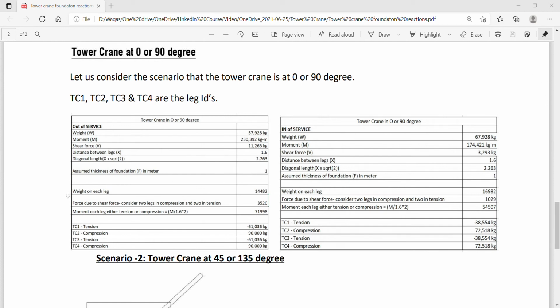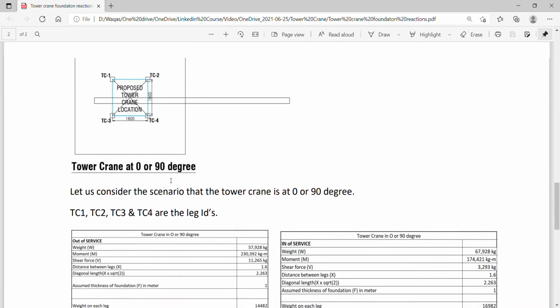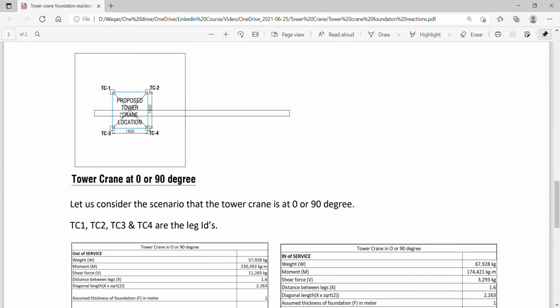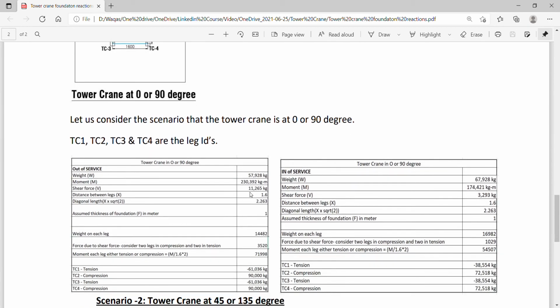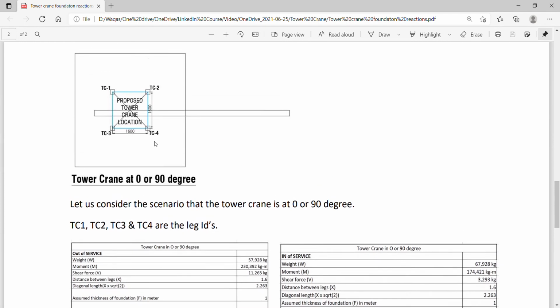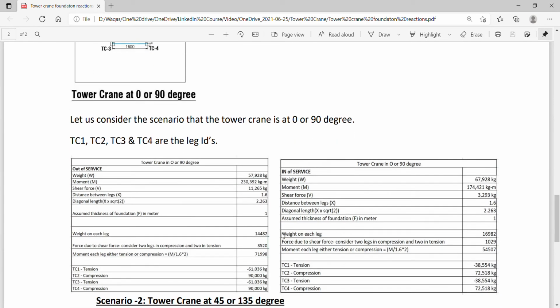Now the force due to shear force considered on two legs. So in this case also, the shear force will be there. So how do I distribute the shear force? The shear force I consider here is like this: when you have a shear force value, this shear force will be divided by the distance between these two legs, 1.6, and multiplied by the thickness of the foundation.